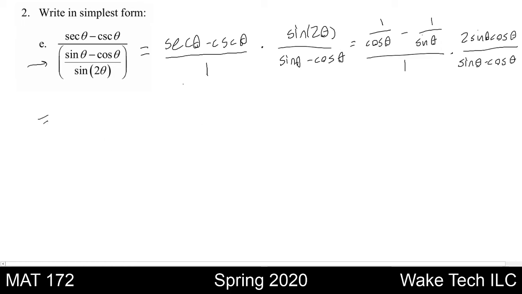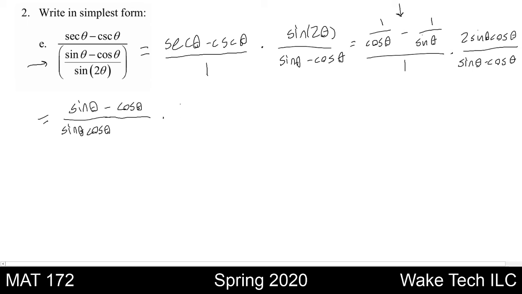Next, in these numerators right here, these two fractions could be combined. We'd have to find some common denominators first, though. The common denominator between these two, considering they're so different, would just be sine theta cosine theta, the denominators multiplied. That means this first fraction needs a sine of theta, and the second fraction needs a cosine of theta. They both have a denominator of sine theta cosine theta, so we can combine them.